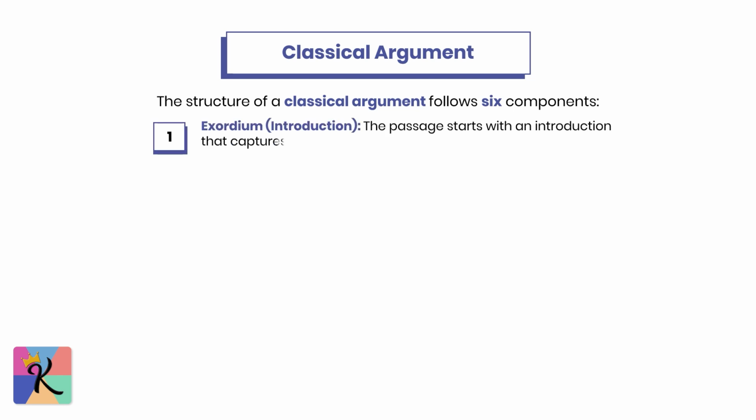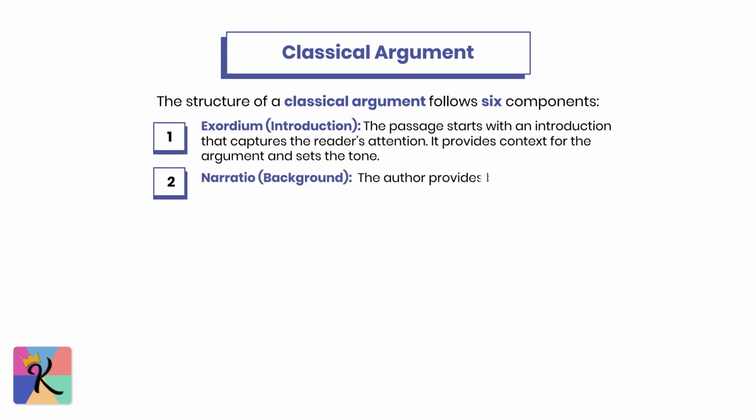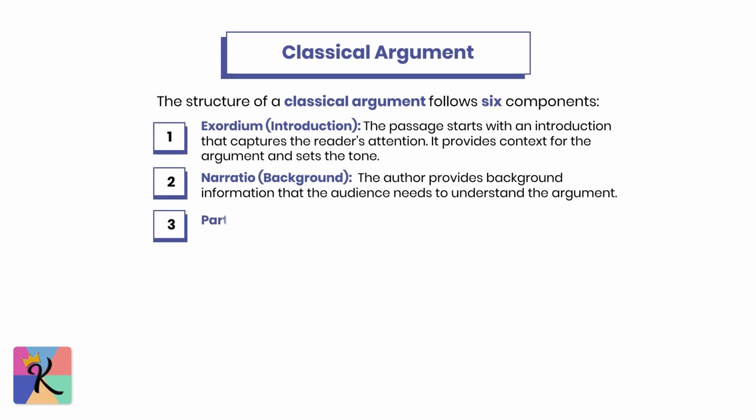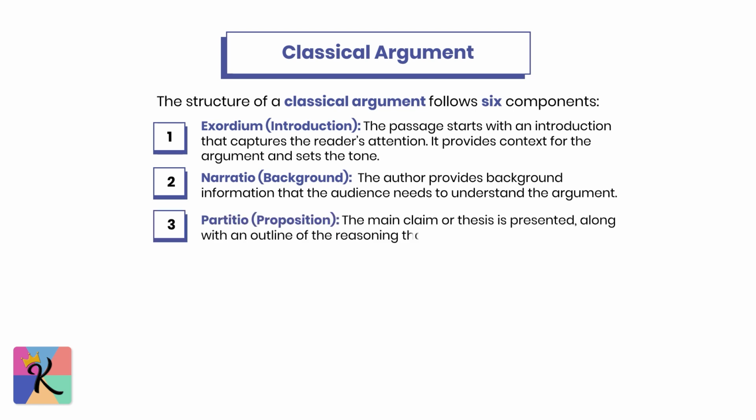Exordium, introduction. The passage starts with an introduction that captures the reader's attention. It provides context for the argument and sets the tone. Narratio, background. Here, the author provides background information that the audience needs to understand the argument. Partitio, proposition. The main claim or thesis is presented, along with an outline of the reasoning that will support it.